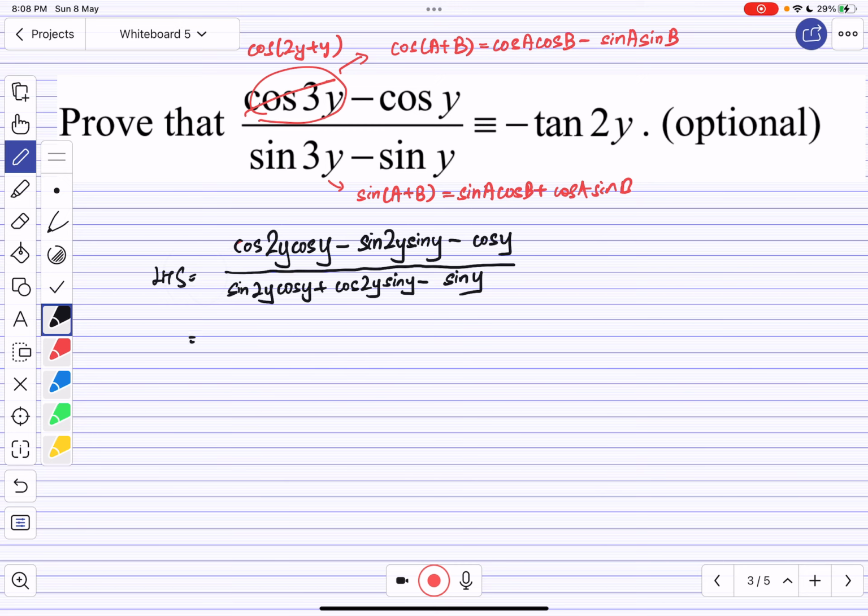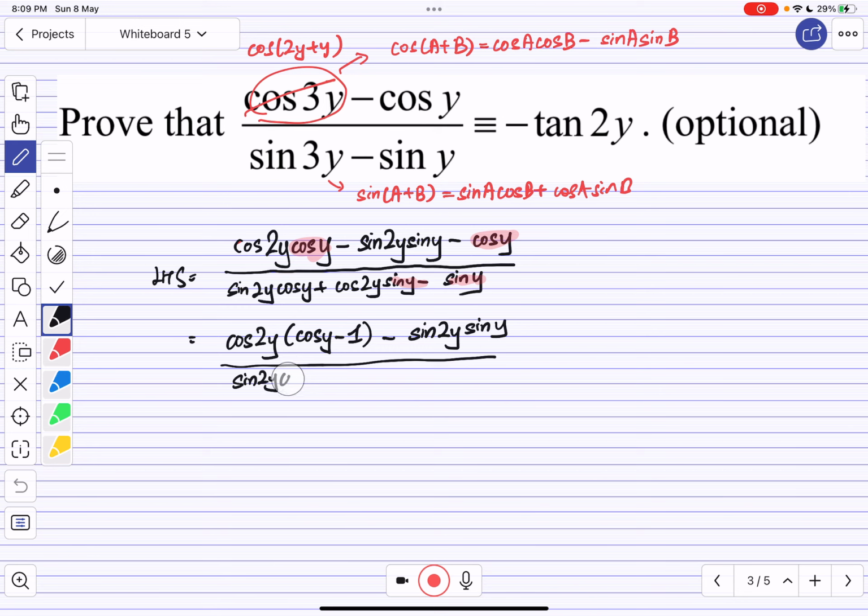Next, before I try to break it down even further, I'm quite keen on keeping the 2y because I saw a 2y here. I observed that there seems to be a common factor here, cosine y and cosine y. Similarly for the right hand side, there's a sin y and sin y that I can keep as a common factor. So I'm interested in factorizing the first term and the third term together. I have cos 2y (cosine y minus 1), keeping my first and third term together, minus sin 2y sin y. Similarly for the denominator, I do the same.